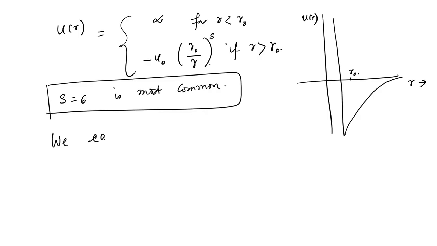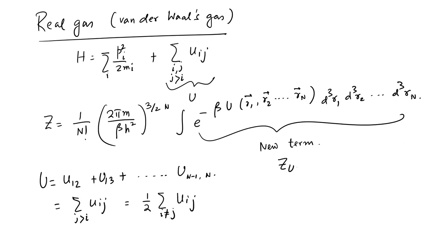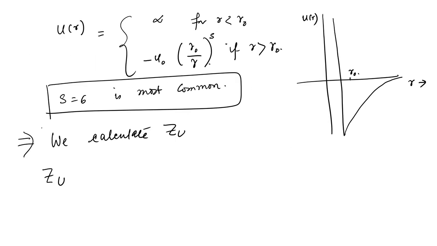Now we calculate ZU. And this is the important task that we have in hand. And once again, just to write this in terms of the terms that we have, it's the exponential of minus beta U, and then all these volume integrals. Okay, so that is what it is.